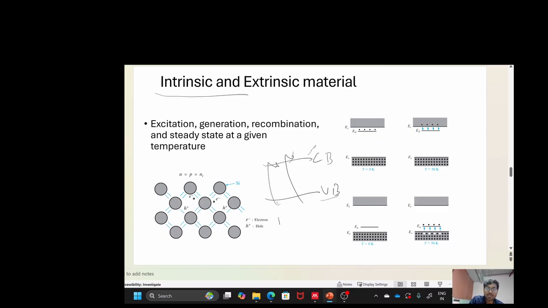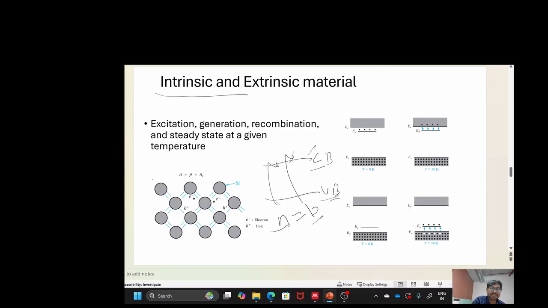So N is equal to P. At any temperature, at any condition, the number of electrons and the number of holes will be equal in the conduction band and the valency band, not in the semiconductor as a whole. In the semiconductor, when we dope it, because of the charge neutrality, the electrons and protons should be equal. That is a different case.